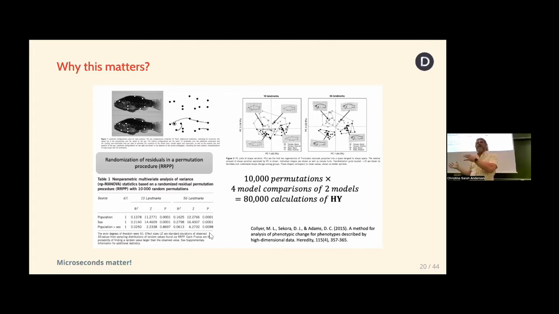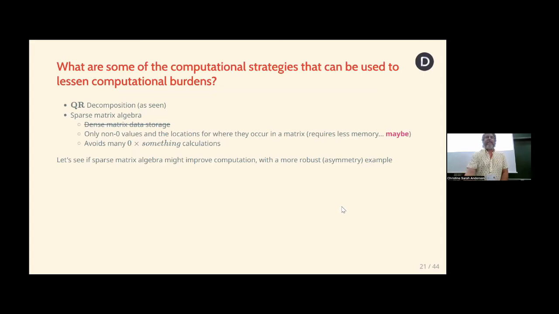And why does my previous slide, why do those microseconds matter? Because when I'm doing model comparisons here, I got 3 terms plus the whole model itself, means 4 pairwise comparisons between the predictions of models. And I did this for 10,000 permutations. That's 80,000 times I have to calculate H times Y. Microseconds matter, right? Milliseconds matter even more. You don't want to set up your analysis and go have lunch and come back and find out that you screwed something up, right? So it does matter. So computational burdens, how do we overcome them?